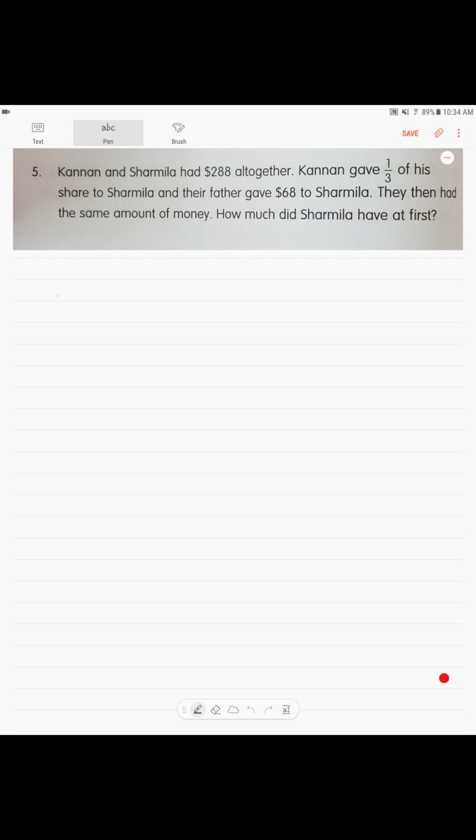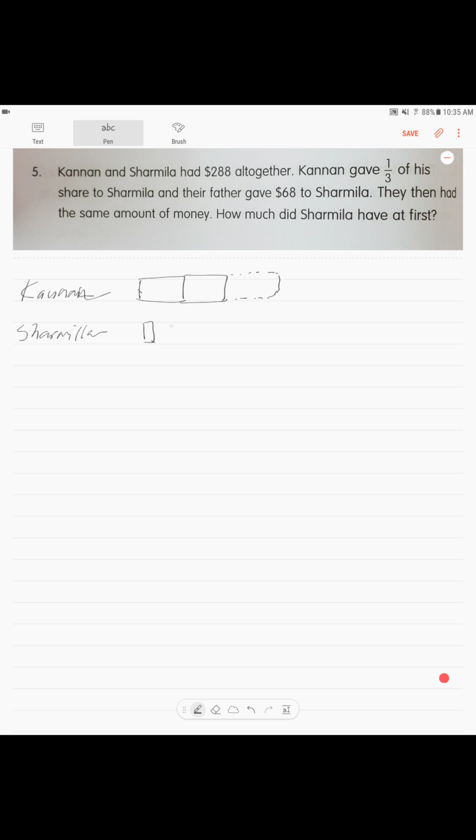Alright, you draw your model, right? Kana. I guess it's a boy, or maybe a girl, whatever. Sharmila, right? You draw your units. So, Kana gave 1/3 of his share to Sharmila. So, he had these 3 units. 1, 2, and then the third unit. He gave it away, it disappeared, right? To Sharmila. So Sharmila, let's say she had some, we don't know how much, right?